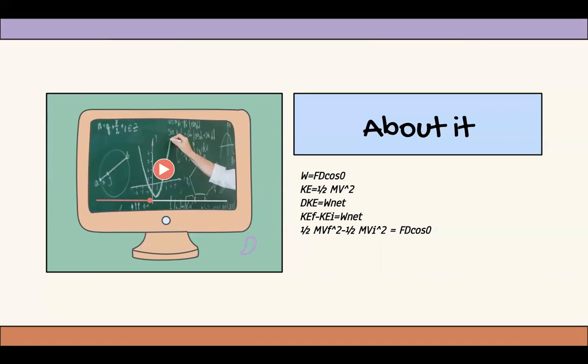Now, we already know the equation for kinetic energy and the equation for the work. So we're going to simply write down each equation for each one. And in the end, the work kinetic energy theorem's equation will be half mass times velocity final squared minus half mass times velocity initial squared equals force multiplied by distance times cosine theta.